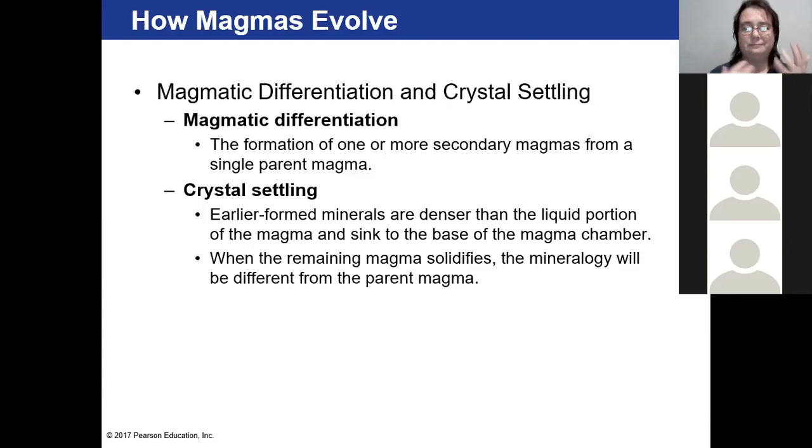Crystal settling: those heavier olivine minerals are denser than the magma, and they will fall down to the base of the magma body, into the magma chamber. So the crystals will settle out as they crystallize out. So whatever's left, the magma that's left, will be a different mineral composition.